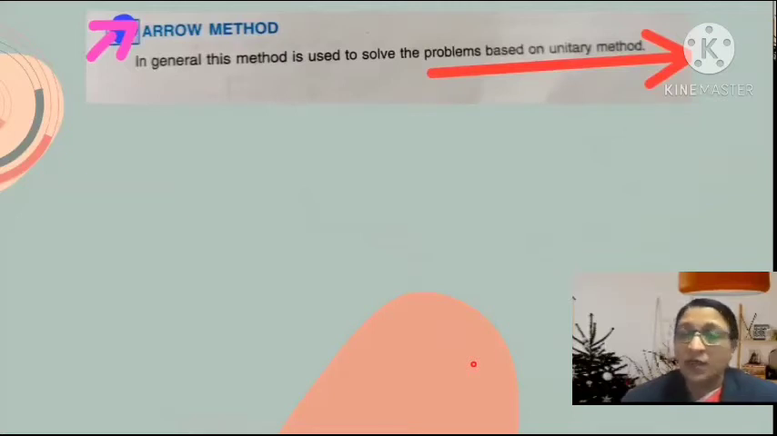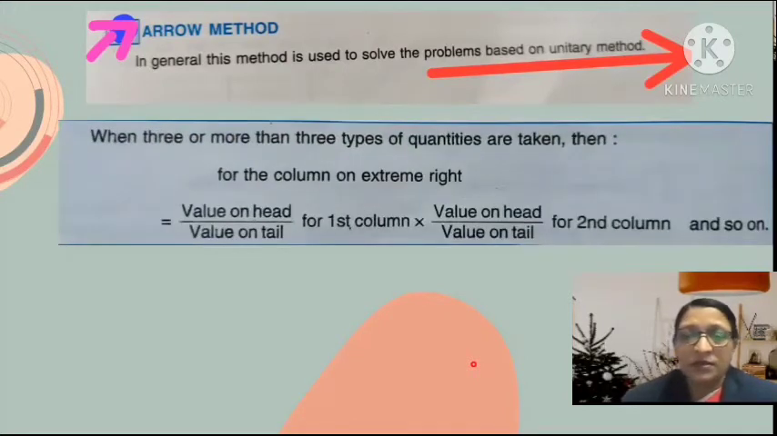Let us discuss another method, the arrow method. In general, this method is used to solve the problems of the unitary method. Dear friends, always remember when two or more than two, like 3, 4 quantities are taken into consideration for finding the relation between them and the unknown values, we have to take the simple formula, the simple technique: value on the head of the arrow upon value on the tail of the arrow.